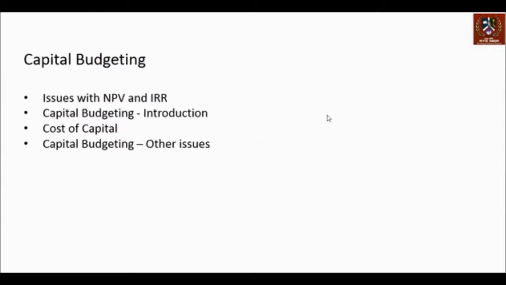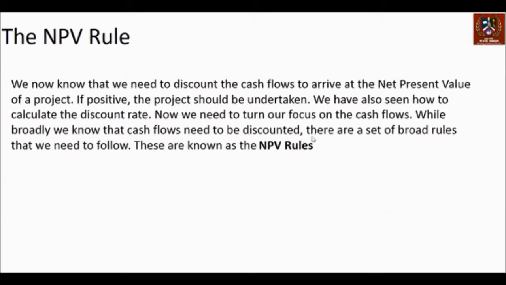So let's take a look at some of these data points. Till now, we know that we need to discount the cash flows to arrive at the net present value of a project. If positive, the project should be undertaken. So the rule is known to us broadly, how we use the NPV. We've also seen how to calculate the discount rate. Now we need to turn our focus on the actual cash flows. So broadly, we know that cash flows need to be discounted.